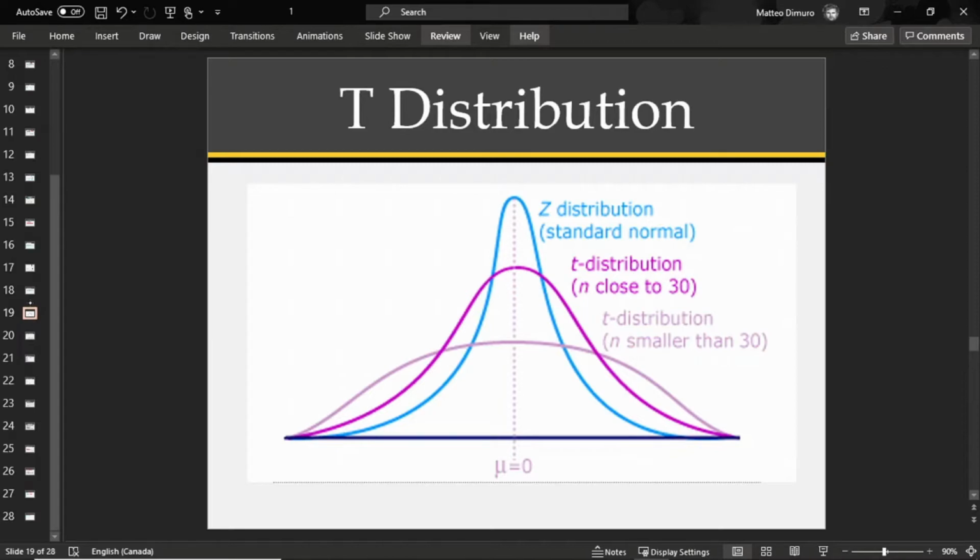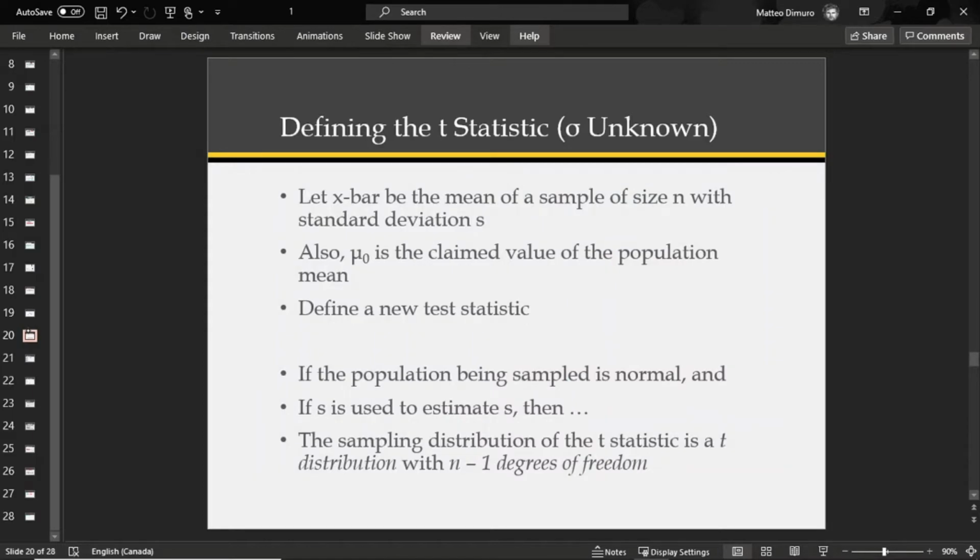So what does the t-distribution look like? Well, I'm pretty bad at drawing, but when n is smaller than 30, the t-distribution is kind of more like a hump. It's kind of how I draw mine. When you're close to 30, you're pretty close to being normal, but your z-score distribution actually sort of looks like the blue one.